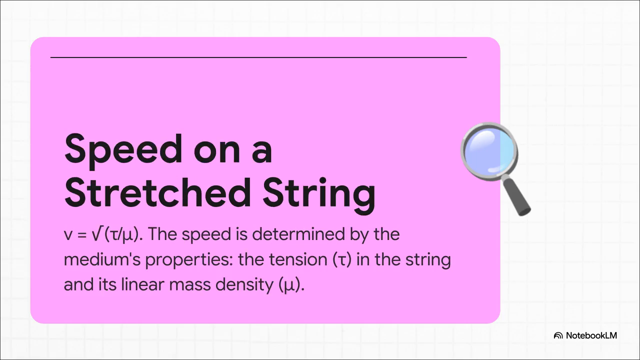But, and this is a huge but, you have to remember this. For a wave on something physical, like a string, the speed is also set by the properties of that medium. So the first formula, v equals omega over k, describes the wave's motion. This formula here, with tension and mass density, explains why the wave has that speed to begin with. You crank up the tension, you get a faster wave.